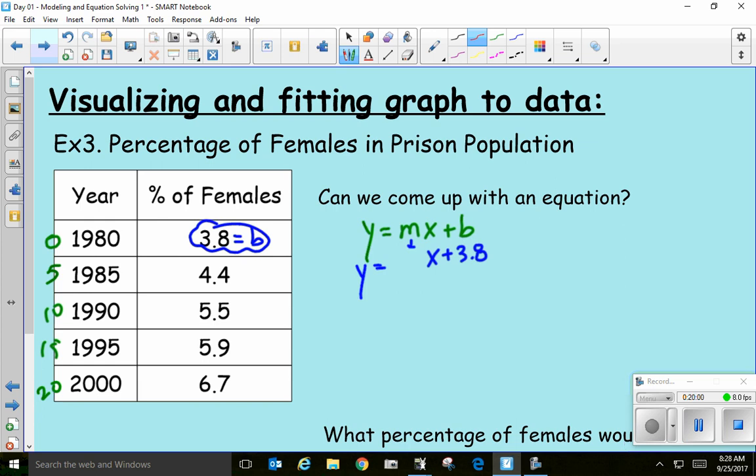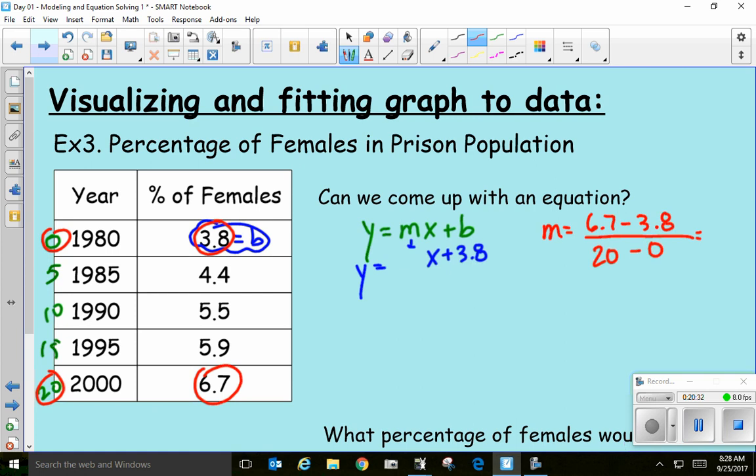Slope is change in y over change in x, isn't it? You have 2 points. Can't you find slope? So let's pick the first and the last. It's the change in y. So my m is going to equal 6.7 minus 3.8 all over my change in x. That goes from 20 to 0 with those 2 points, doesn't it? 20 minus 0.